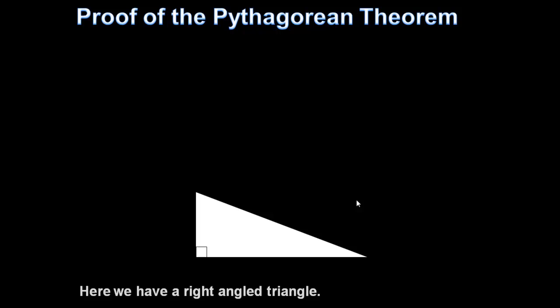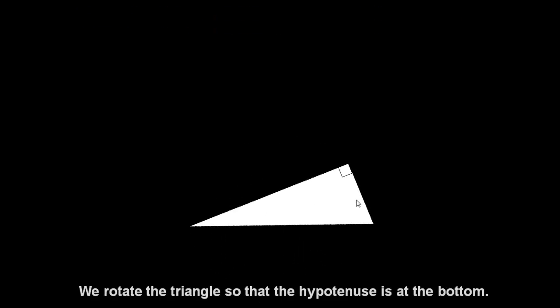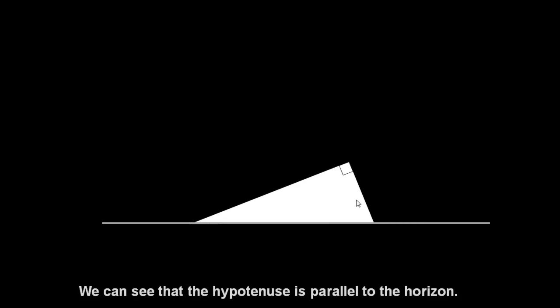So how do we know that this theory is even real? How do we know that this formula works? So we have decided to make a graphical representation of this theory. Here we have a right angled triangle. First, we rotate the triangle so that the hypotenuse or the longest side is at the bottom. So we can see that it's a straight line.